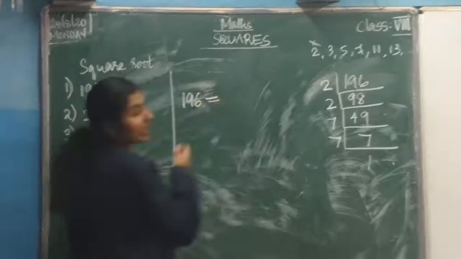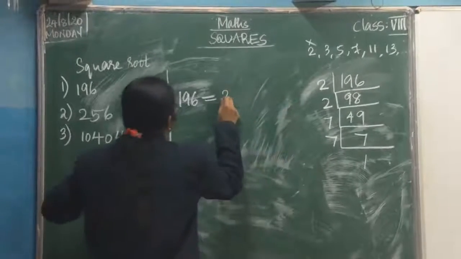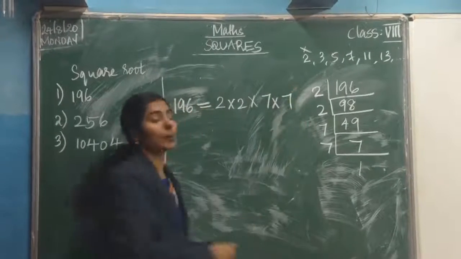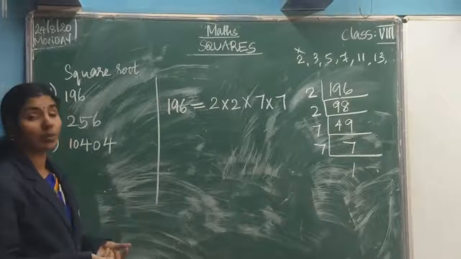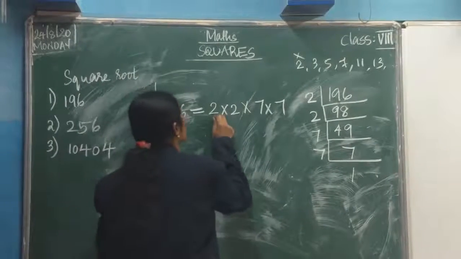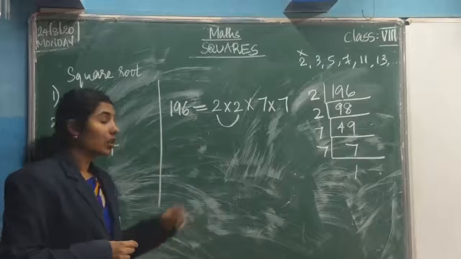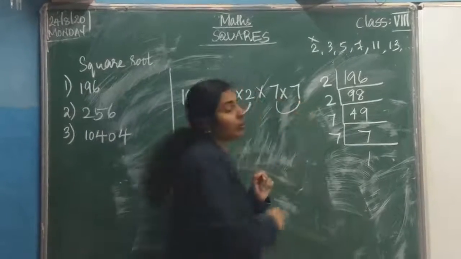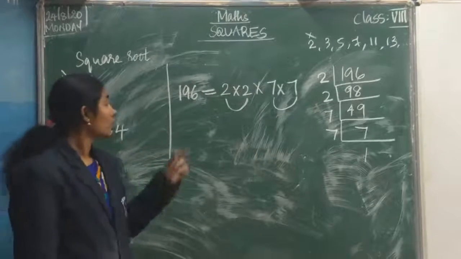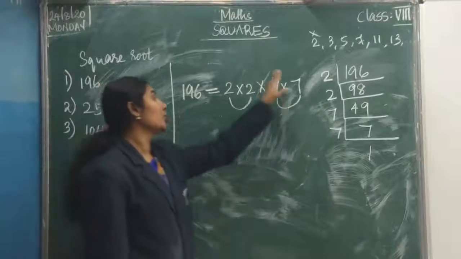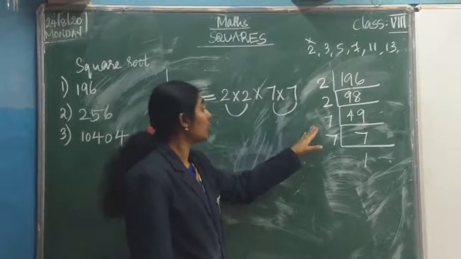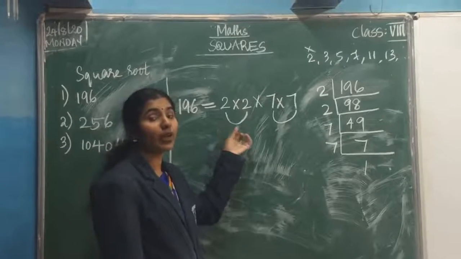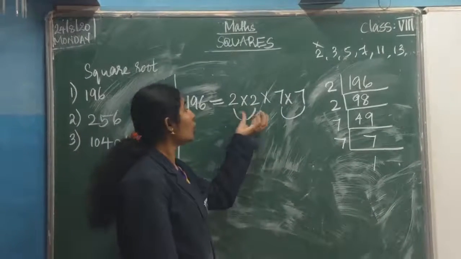196, you can write it as 2 multiplied by 2 multiplied by 7 multiplied by 7. See the pair of same numbers. Here 2 is coming 2 times. So 2 is 1 pair. And 7 also you can see is coming as 1 pair. Okay. So how can you write 196? 2 into 2 into 7 into 7. So see here, in this one you can see the pairs of same numbers. Which are they? 2 and 7.